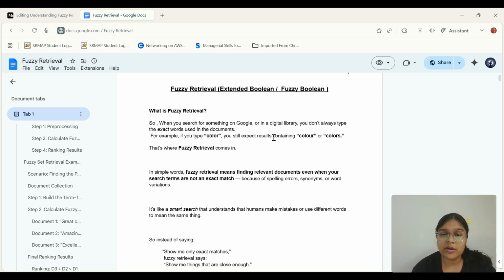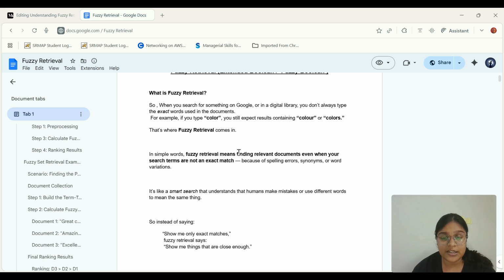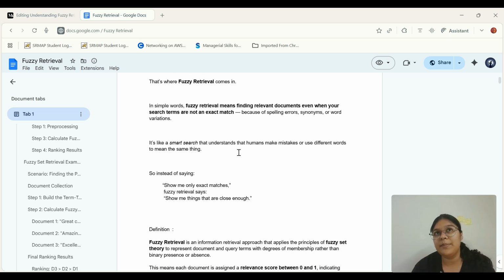So Google will not only search for your typed color, it will also search for things which are closer to it, the words which are more closer to it. So, in simple words, fuzzy retrieval means finding relevant documents even when search terms are not an exact match. There might be some spelling errors, synonyms, or word variations with it. It's like a smart search that understands that humans can make mistakes, right?